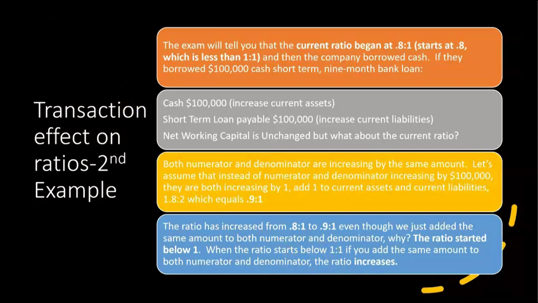Next time, it might be the quick ratio or the cash ratio. Any ratio will increase if you start below 1 to 1 and add the same amount to both numerator and denominator. We know also that if the ratio started above 1 to 1 and the same amount was added to the numerator and denominator, the ratio would decrease. We saw that in the previous slide.